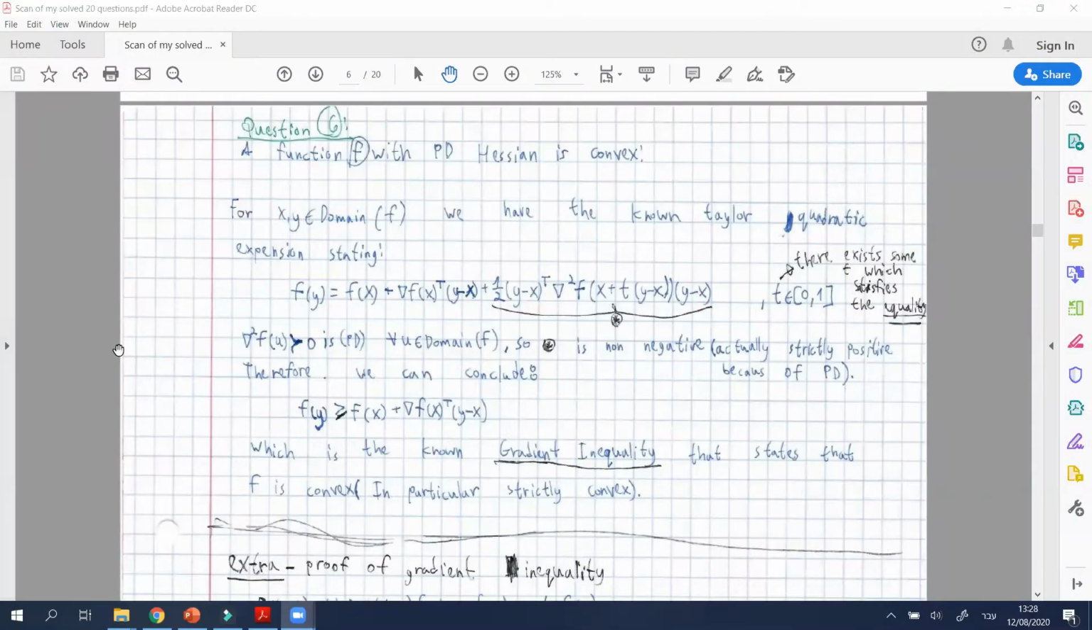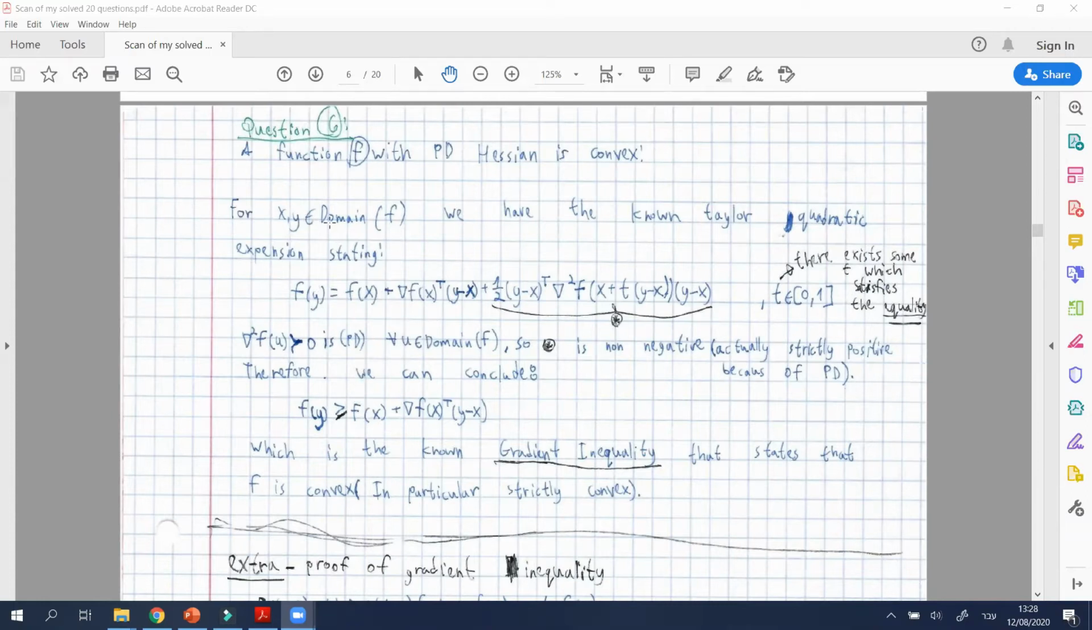So we're going to see a few tricks, continuing with question number 6. We want to show that if a function has a PD Hessian, it's convex. We're going to use the gradient inequality, which I will show in just a second. I'm not going to go through it; there are many proofs online, which might be a little bit easier to follow, but I will show you what I've done to prove it.